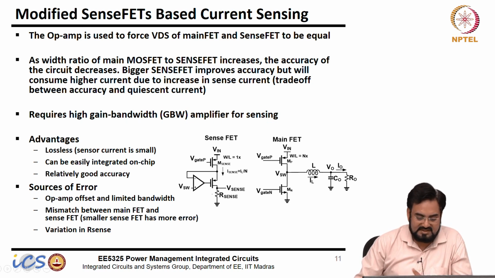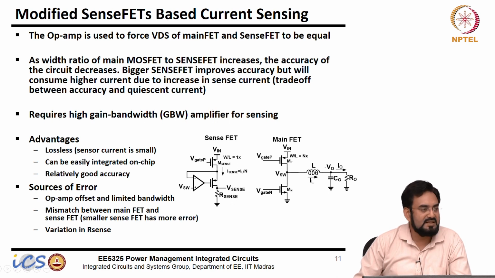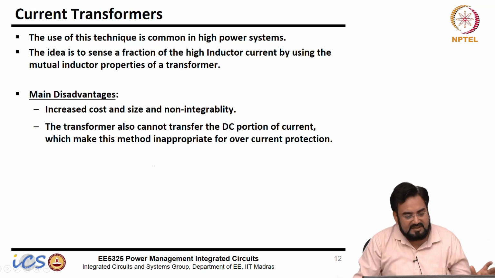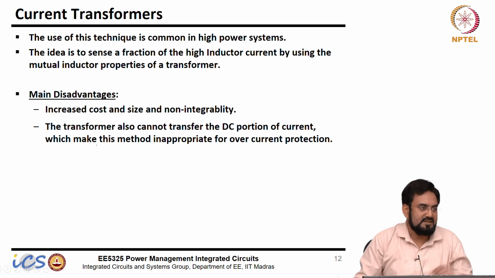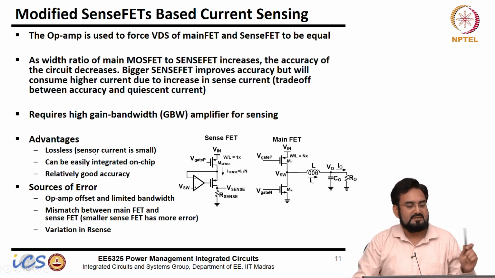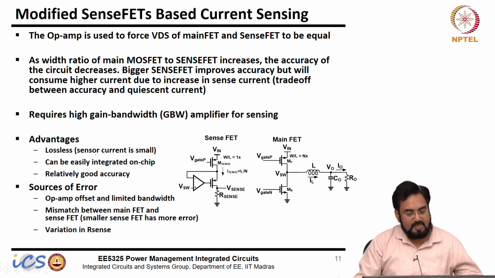Okay, so the advantage here is that everything is fully integrated, no external components are required. It's lossless. When I say lossless, there is no additional loss in the current path, and this is very small. Comparing, this is a milliamp of current compared to an amp here. A current transformer we never use actually, because it's bulky, it cannot be built on chip, so that's very bad. But this is the most commonly used in MOSFETs.